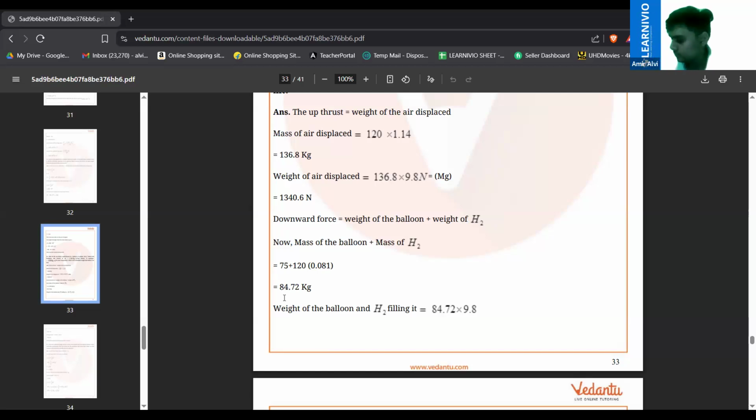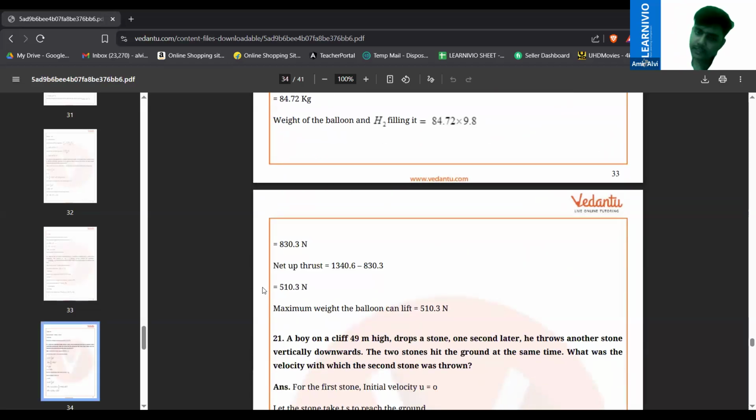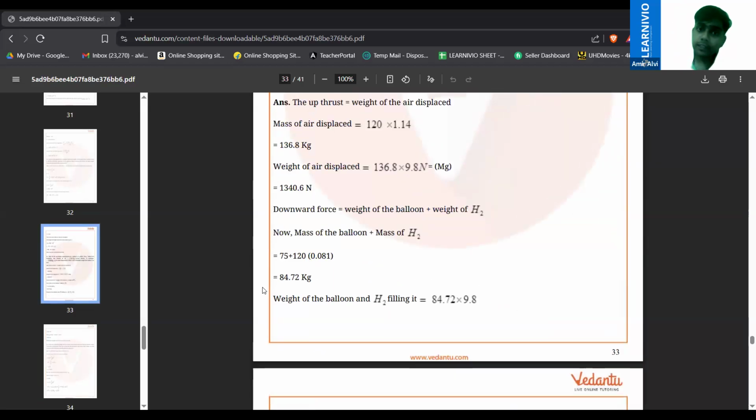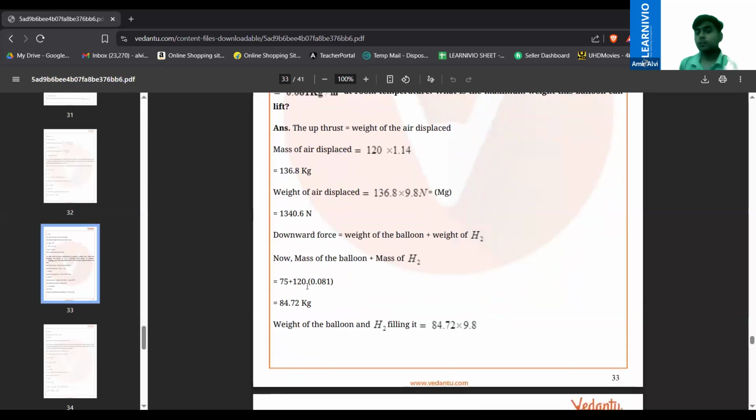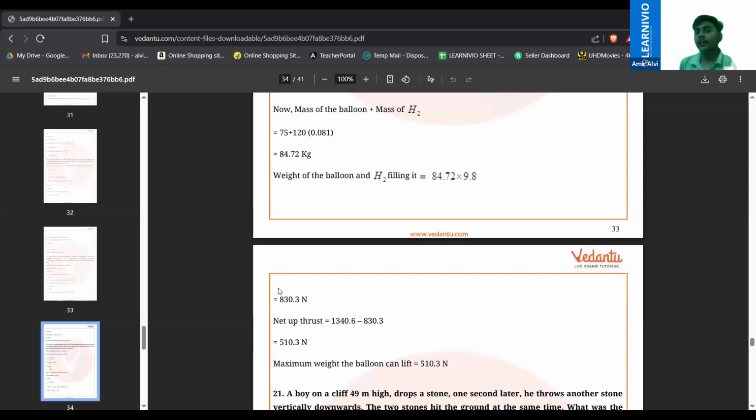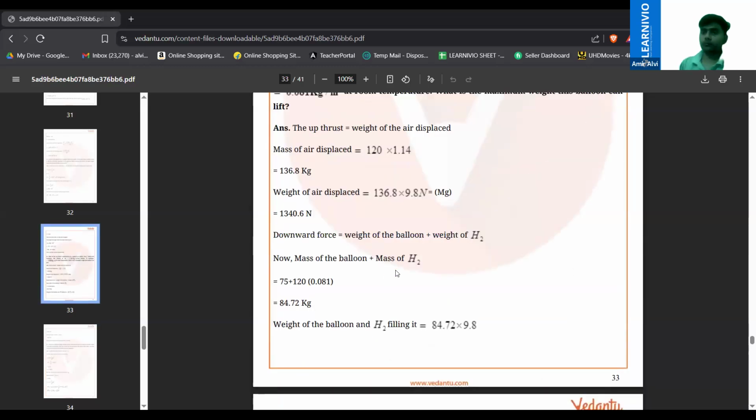So I got 1340.6. That is right, but in the question there should be weight as well, na? The body is also drawing, na? So the upthrust is what? Upthrust is basically the difference between the actual force, the net upthrust, minus the force, the weight. So you have to subtract the weight as well, 830 Newton after filling H2. Okay, sir.